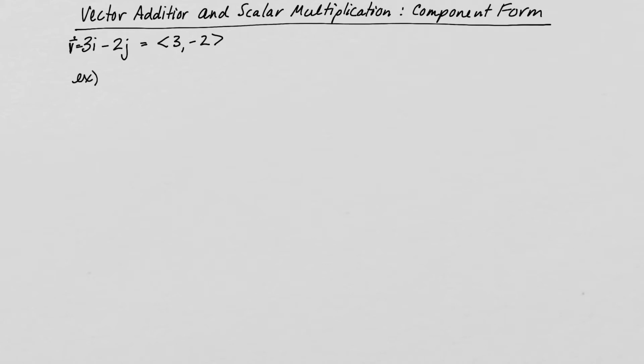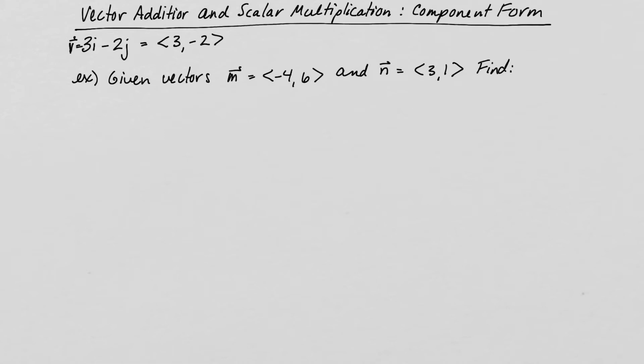So for example, given vectors m being equal to negative 4, 6, and n being equal to 3, 1, find a, minus 2m. So this is going to be minus 2 times the vector negative 4, 6. So we're just going to multiply it through. So it's going to be a positive 8 and a negative 12. So the vector 8 comma negative 12.